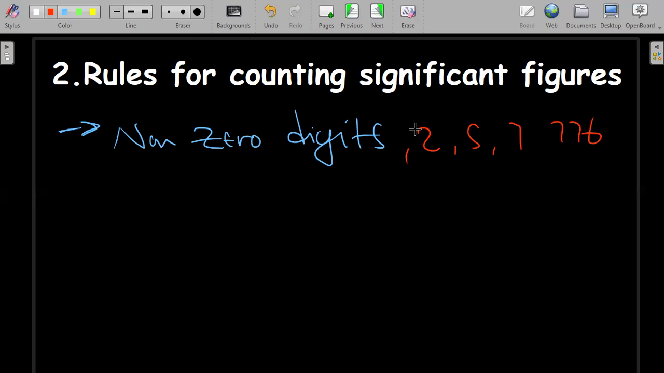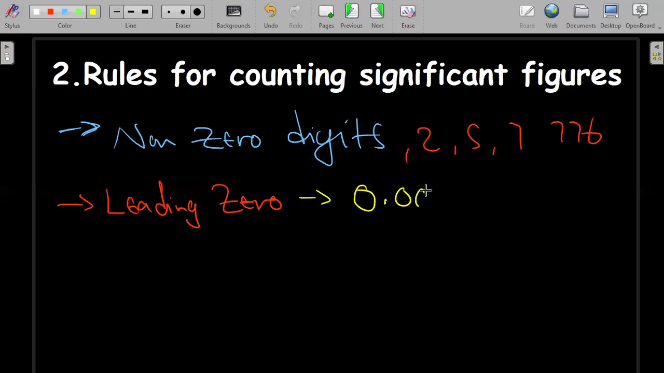Okay, and then from there we are going to talk about three types of zeros. There are three types of zeros. The first one is what we call the leading zeros. By leading zeros, we mean the zeros that appear before a non-zero digit. For example, this number 0.005. These three zeros here, the ones appearing before this non-zero digit, are what we call the leading zeros.